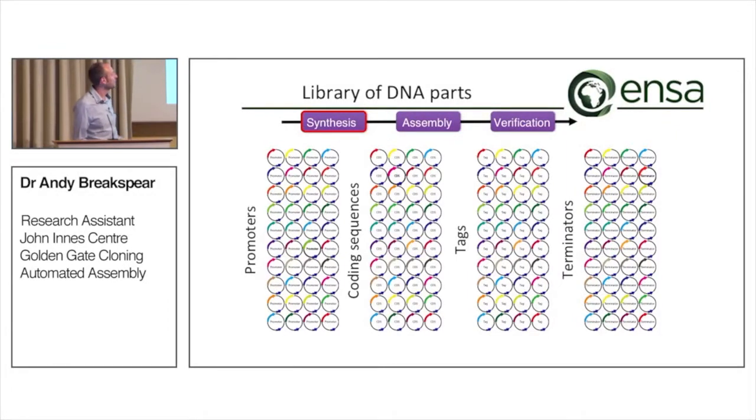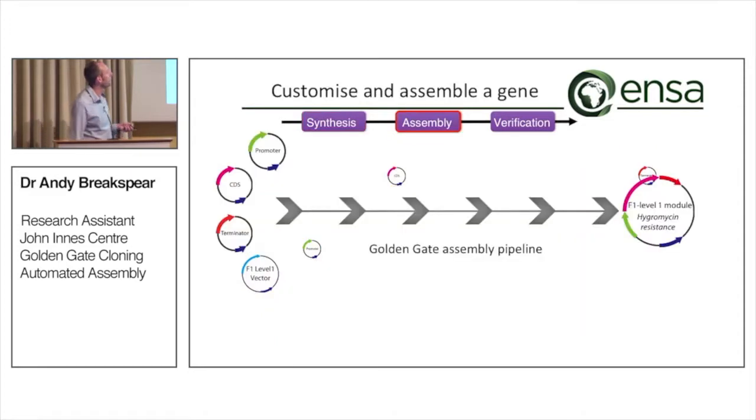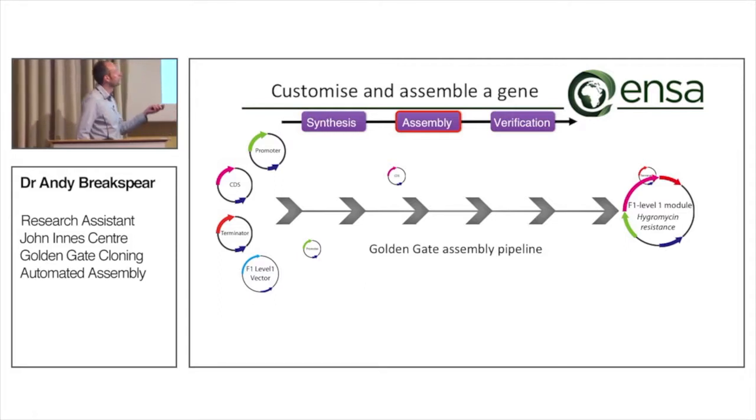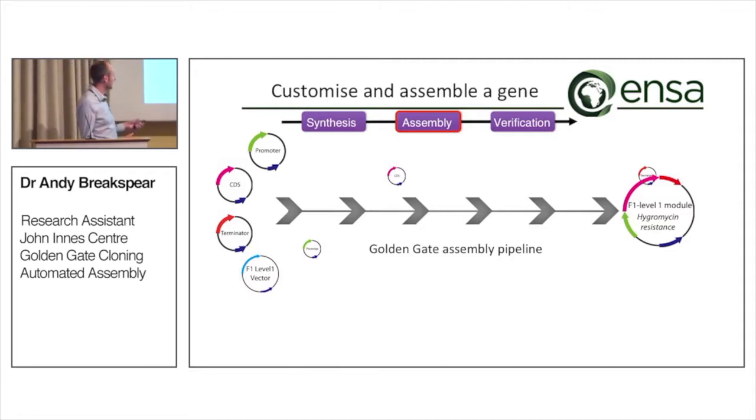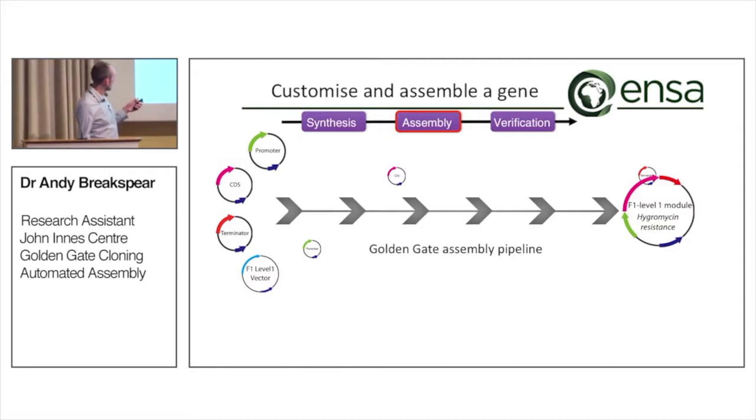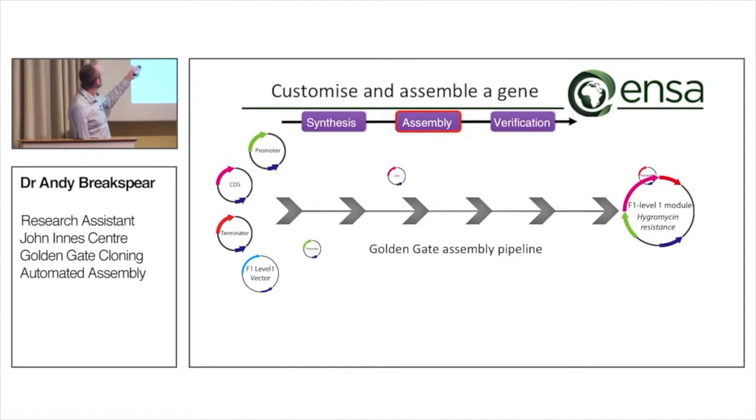So in the simplest case, you want to pick a promoter and a CDS and a terminator. You can go ahead and very easily do that from the collection. Add that to a backbone vector, and you put it through the Golden Gate pipeline. This is well known. It's very quick. It's a 4-hour reaction, and you'll get a single gene construct produced here.